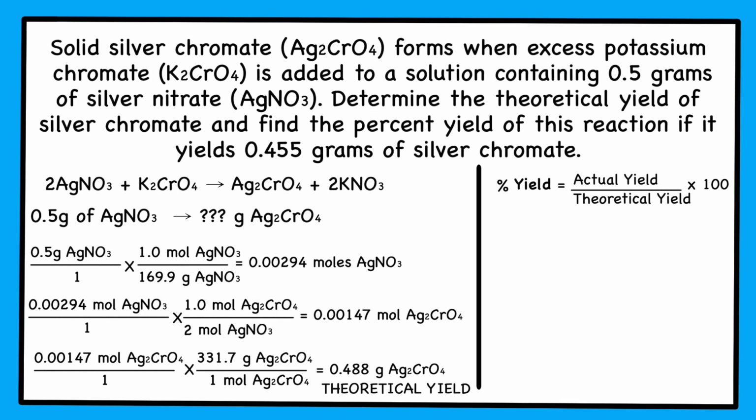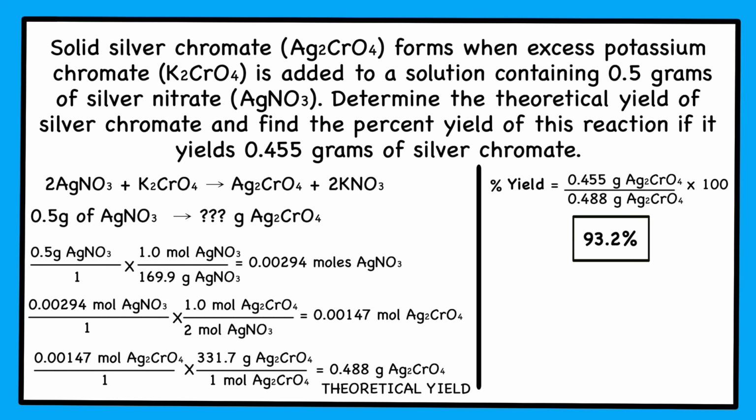Now to find the percent yield, all I have to do is take my actual yield, which is 0.455 grams of silver chromate, and divide it by my theoretical yield, which we calculated was 0.488 grams of silver chromate. I then multiply that by 100 and I get 93.2%. So my percent yield once again would be 93.2%.